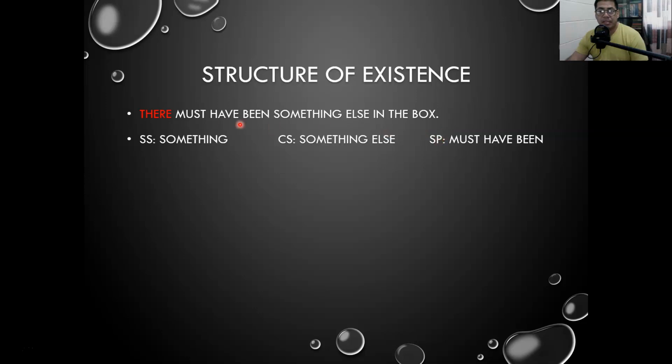Now the simple predicate is the verb, must have been. This is not a compound predicate because the 3 verbs are working together, and you can see that we do not have 2 verbs that carry meaning, okay? We have 2 auxiliaries and the principal verb, the one that carries the meaning of the action. So simple predicate must have been, and the complete predicate is must have been in the box.